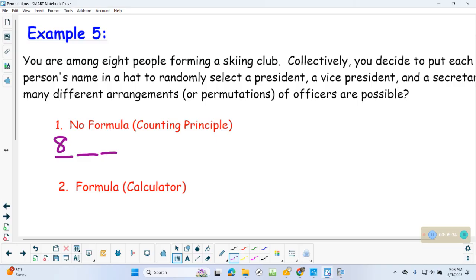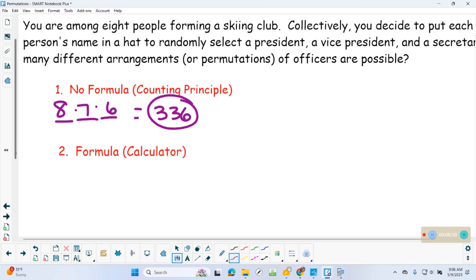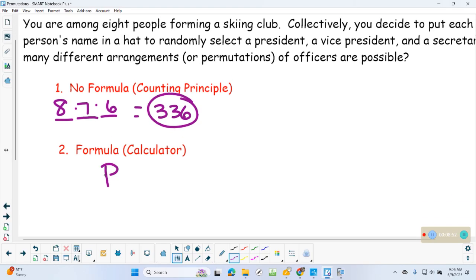And of course, now we're down 1 to 7, and then 6. That you probably want your calculator for. What's 8 times 7 times 6? 336. And again, I'm just showing you both ways here in the notes. You don't have to do both ways for every problem. Now, if I want to use the formula, there's 8 total to select from, and you're arranging 3 of them. If you punch that in, you will also get the 336. And like I said, you don't have to do both styles on every single problem. I'm just showing you, pick your poison.